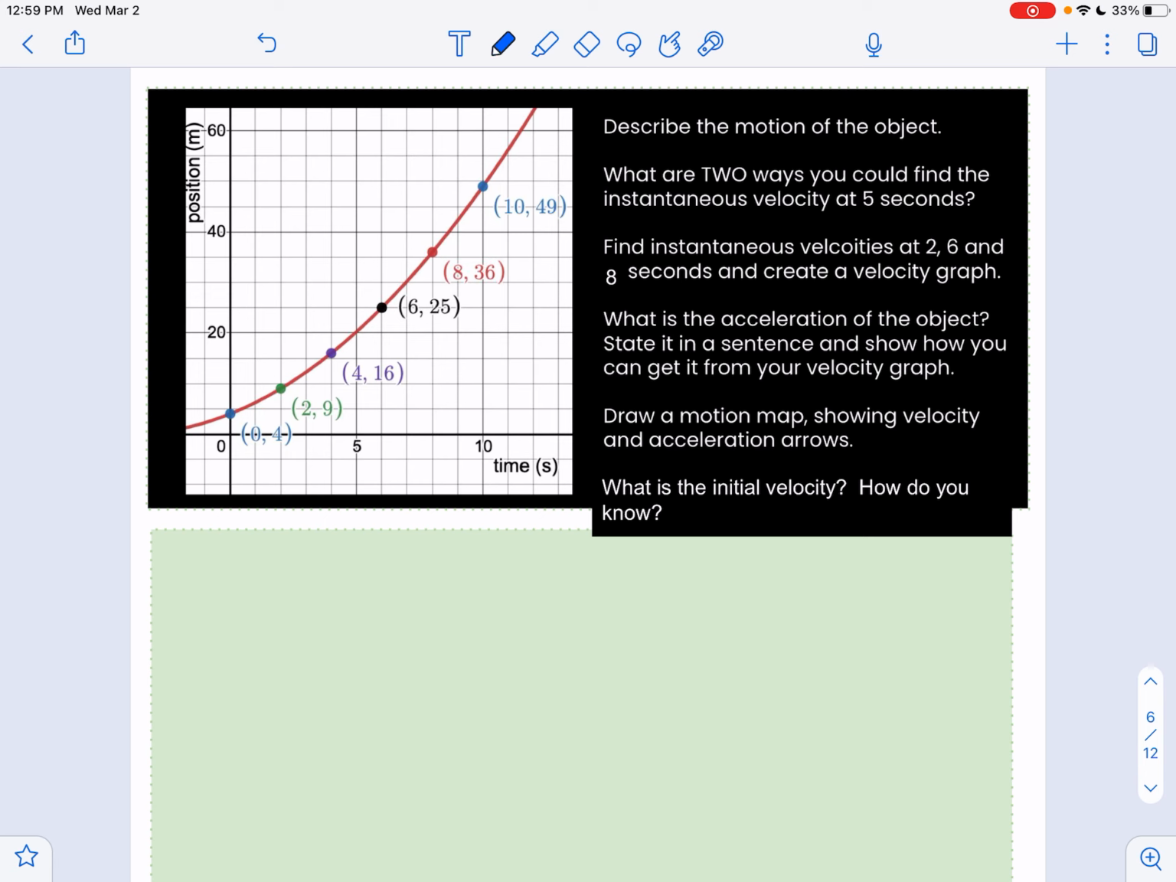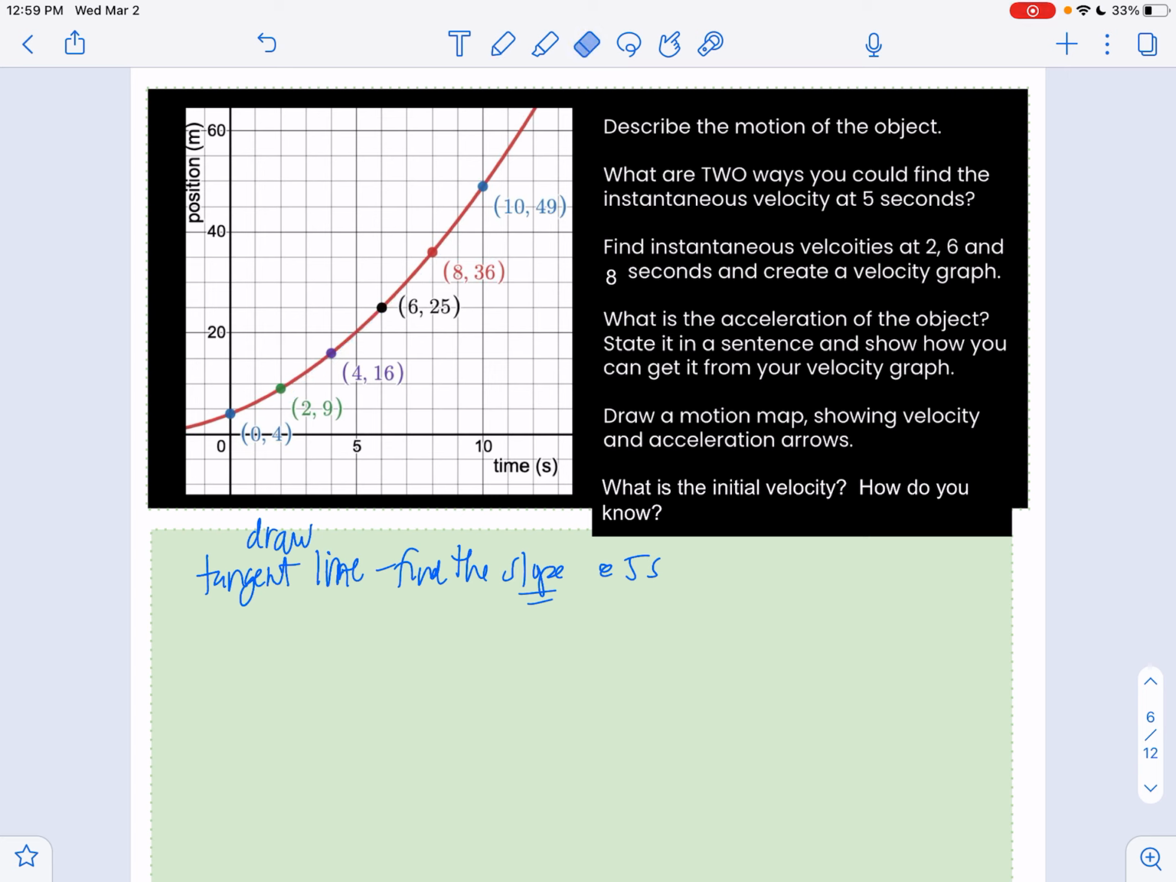There are 2 ways you could find the instantaneous velocity at 5 seconds. One way is you could draw a tangent line, and then you have to say find the slope, because just drawing the tangent line doesn't do anything for me. You have to find the slope of the tangent line, and then that would tell you how fast this object is going right at 5 seconds, on the dot.